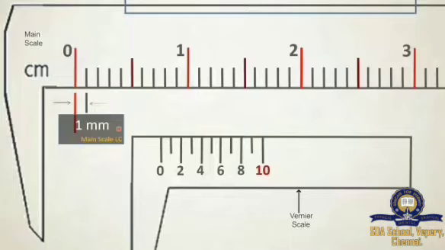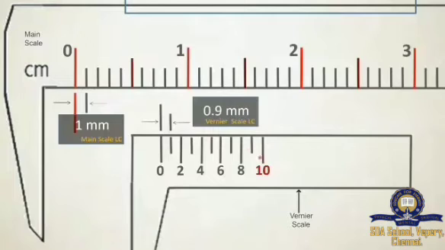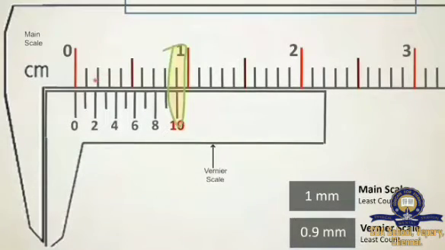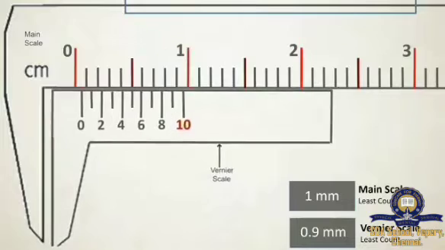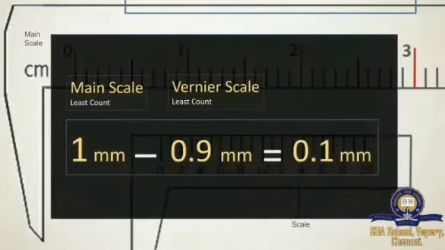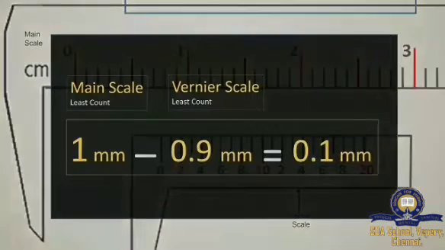Here, the main scale has a least count of 1 mm and the vernier scale has a least count of 0.9 mm. So 10 units of the main scale are 1 centimeter, whereas 10 units of the vernier scale are 9 mm. So 1 mm minus 0.9 mm is equal to 0.1 mm. This difference is called the working principle.